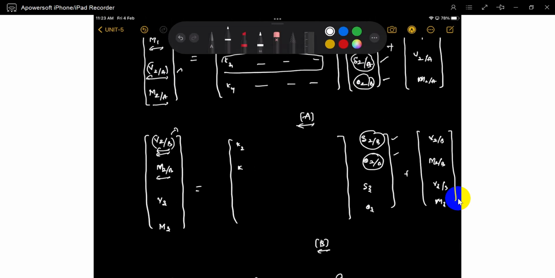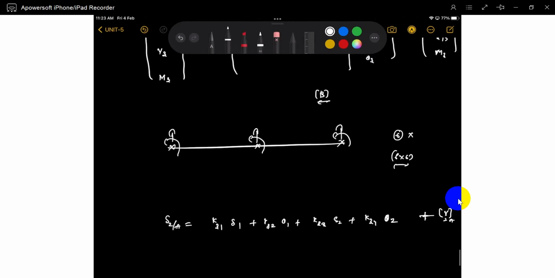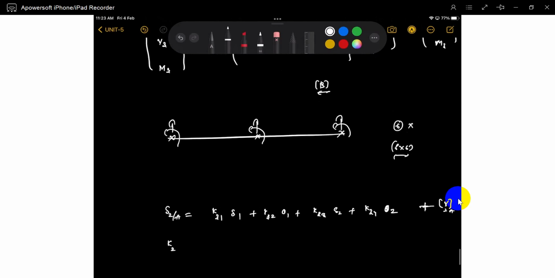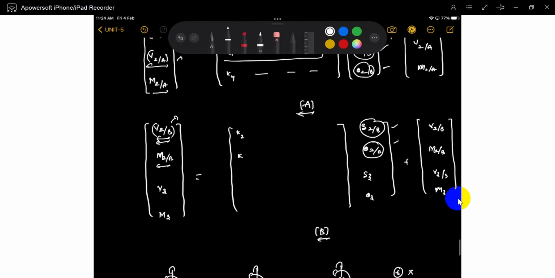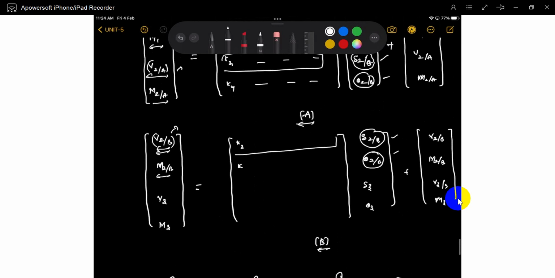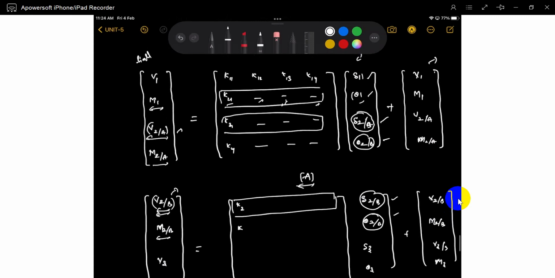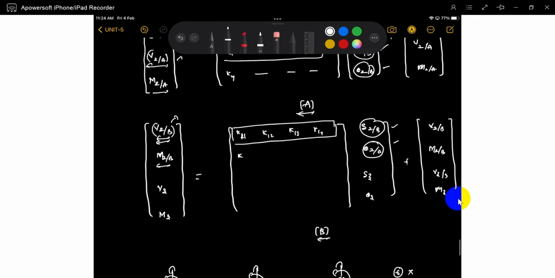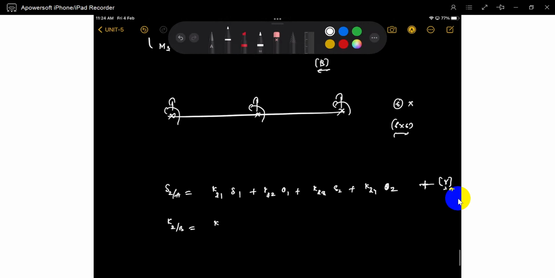V to B. How is it? Same here also. V to B. What will you get? This matrix. So once again, I will write this like 1, 1. I will only write it like 1, 1. Just it is 1, 1.